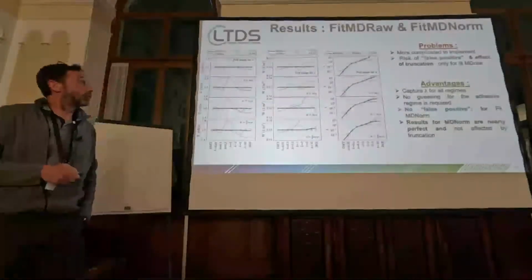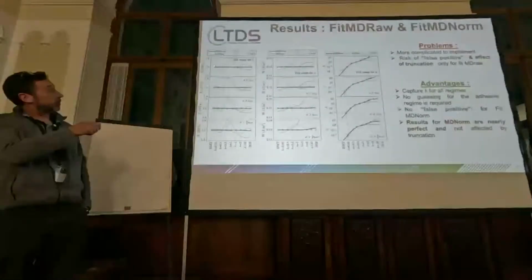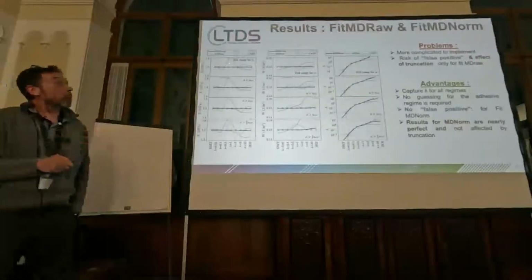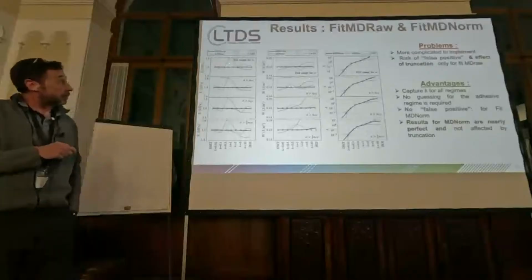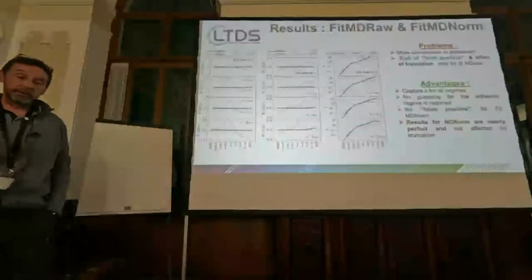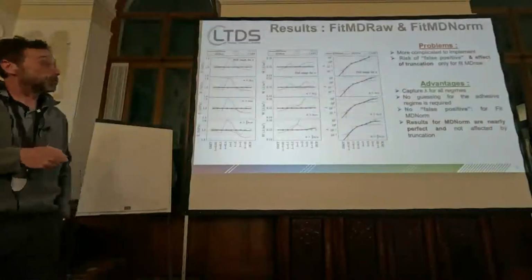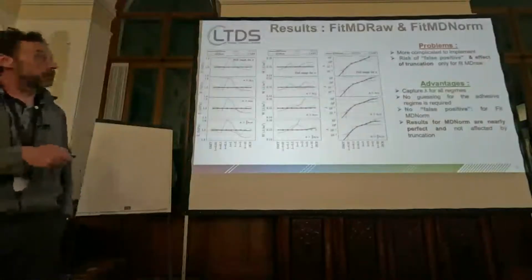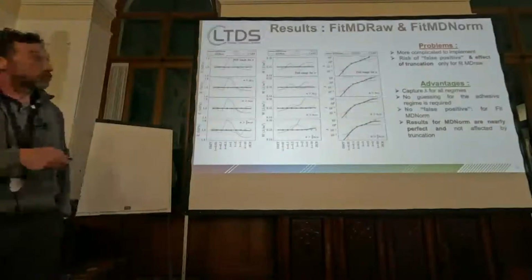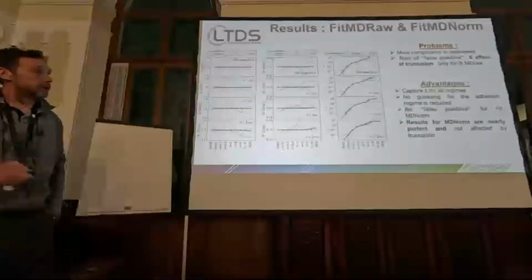Now if you go to the two new fit methods we proposed, you can see the red curve and the bold black or blue curve here. You can see that, again, we capture all the lambda regimes. You don't need any guessing of your adhesion regime. So you will compute quite nicely the evolution of the adhesion regime in your system.